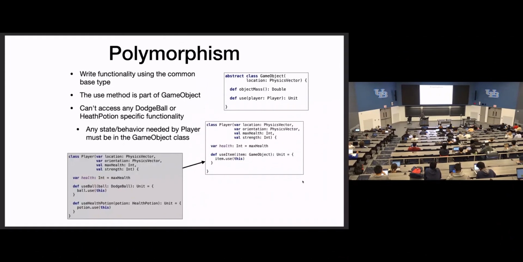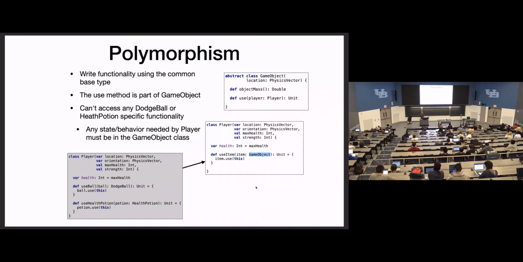We don't want to do any of that. So what we can do is replace those two method calls with just one method call, and instead of taking a health potion or a dodgeball, we're going to take a game object. Now, any game object that we add to our game has to extend game object. That's just the way we're going to organize our code. If it's a game object, it needs to extend game object, so it is a game object, and it can be an object that's added to the game. So useItem is going to take a game object.